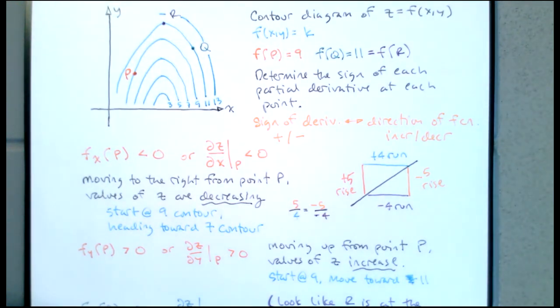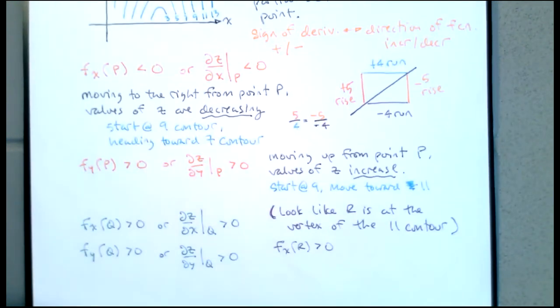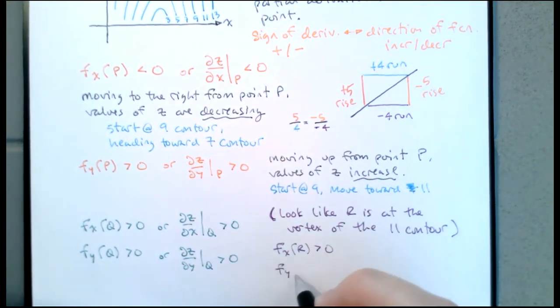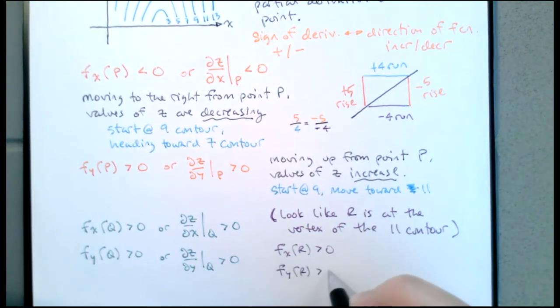So it looks like f at x at R is positive. And the same thing happens at R that happens at Q. Fy at R, we're going from the 11 to the 13 contour. So it looks like we're going to be increasing in that direction as well.